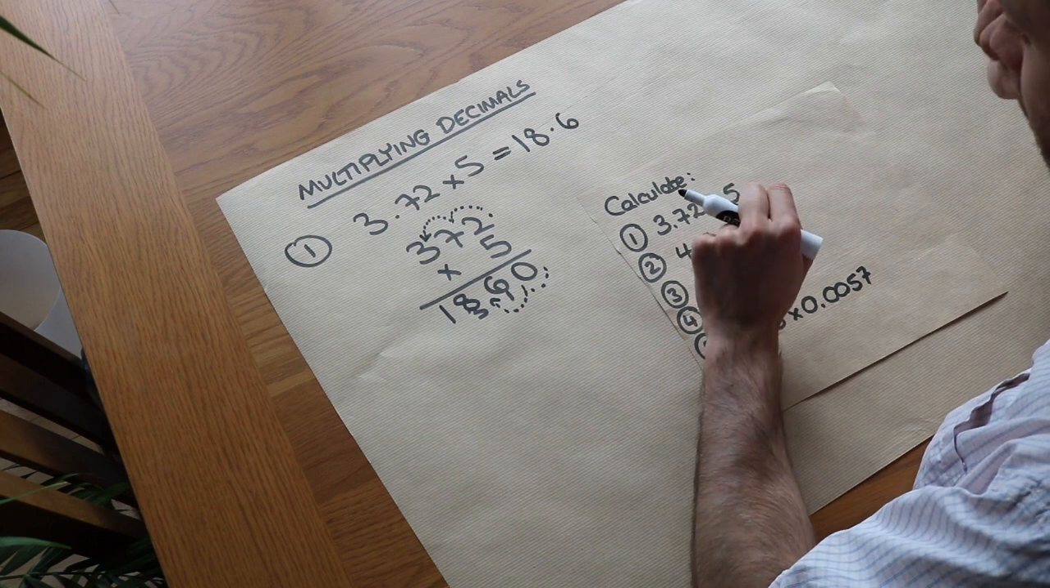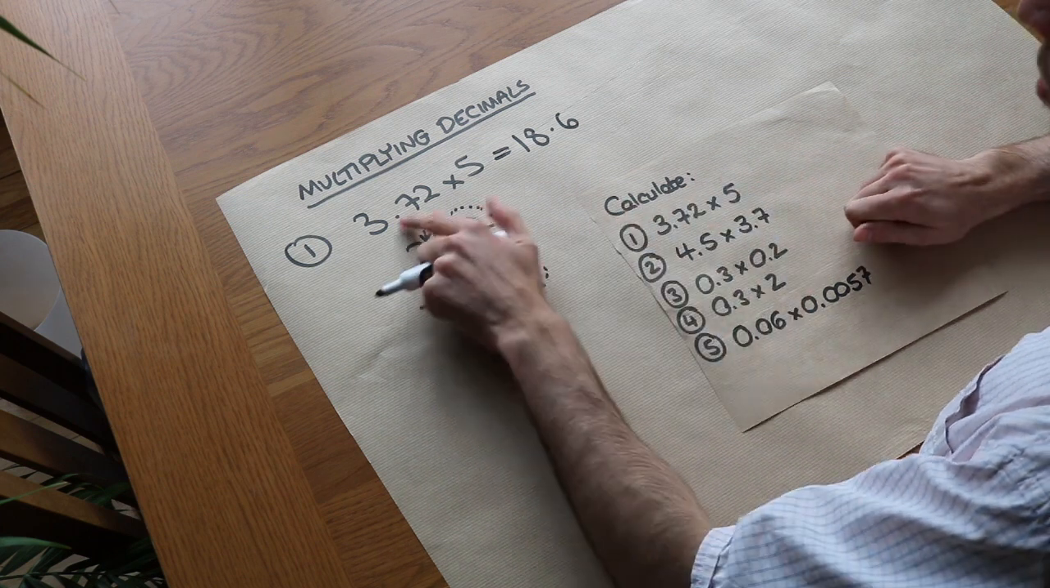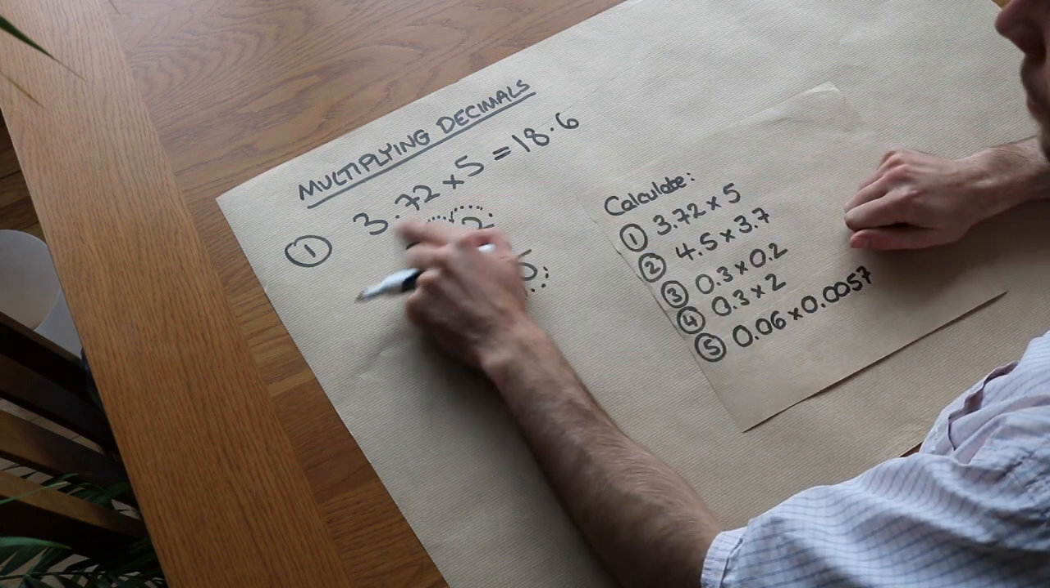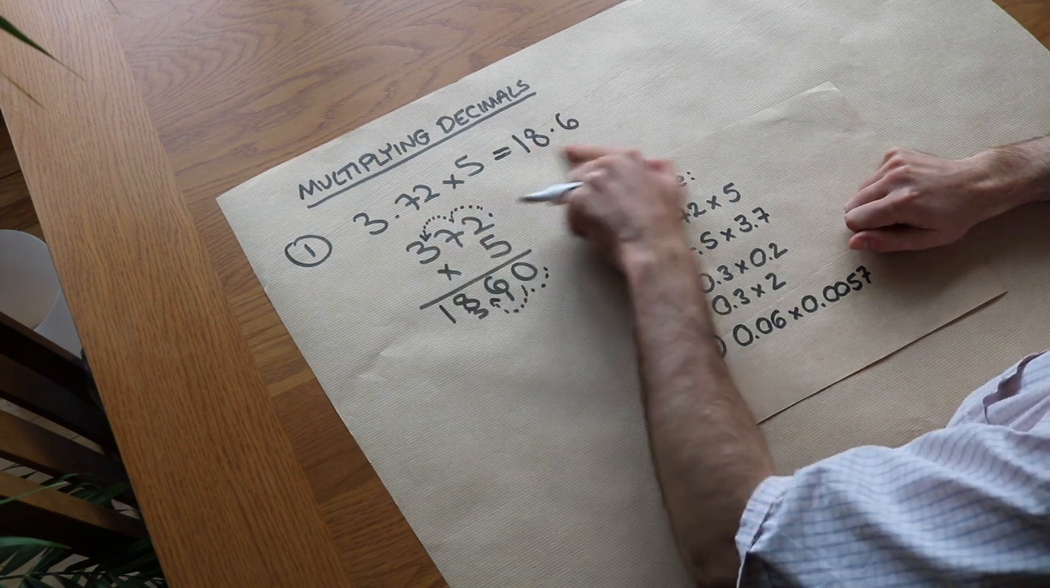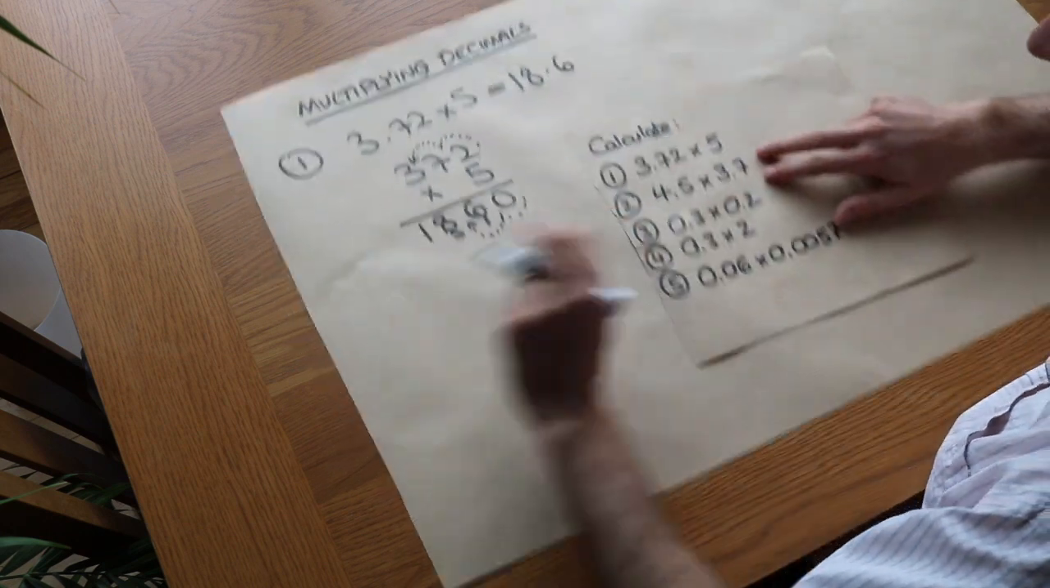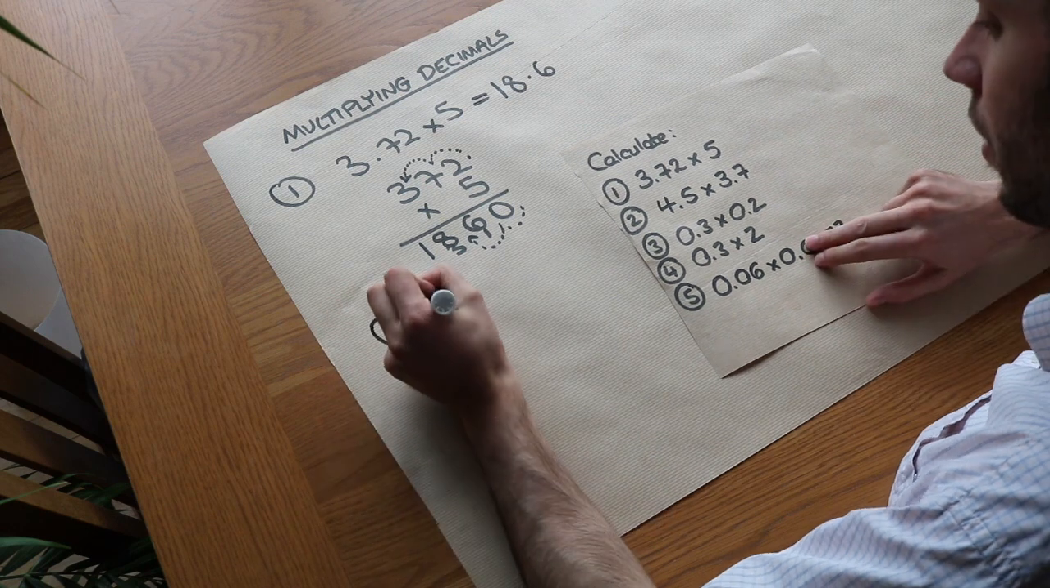And let's always check by approximation that it sounds sensible. Well, 3.72 is roughly 4. 4 times 5 is 20, and that is indeed roughly 20. What about the second one?